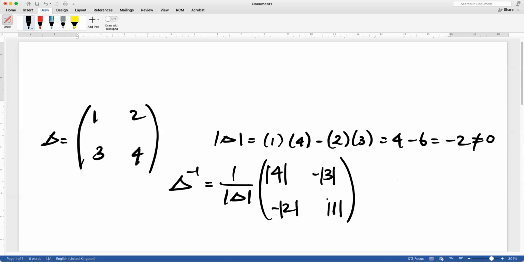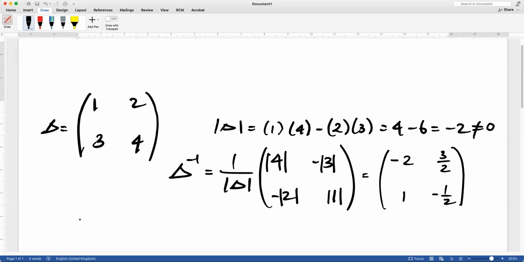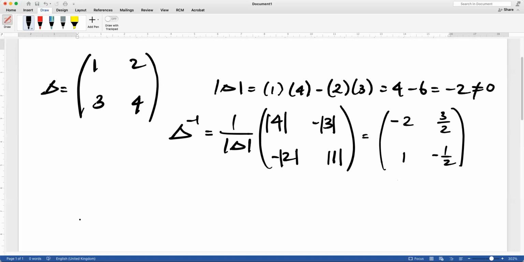Okay, yes, uncle. That's the idea, how we can do that. So now when we put the -2 also into the picture, the answer finally is -2, 3 over 2, and this is 1, and this is minus half. Is that okay? Yes, uncle. Okay, so a quick check of whether this is the right one.